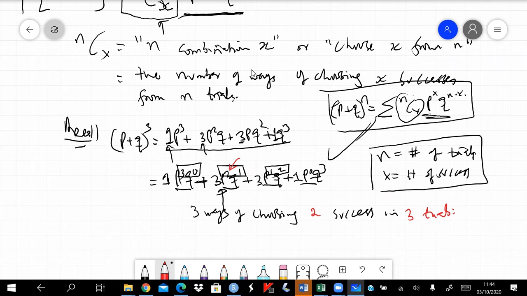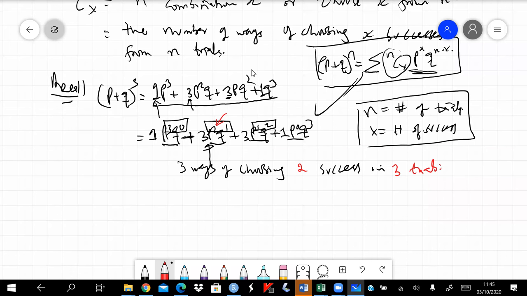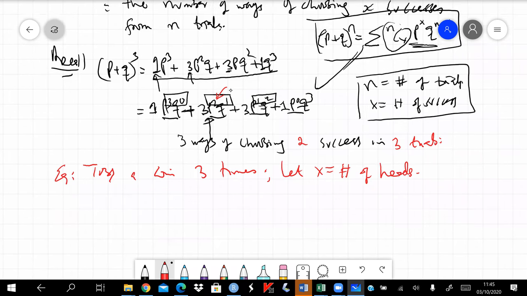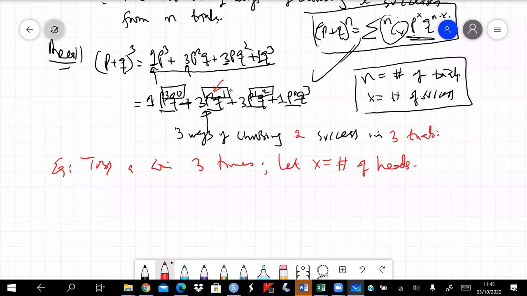And I want us to illustrate with the example of tossing a coin 3 times and then recording the number of heads observed. Consider that example of tossing a coin 3 times, and let x be the number of heads that show up. So I want us to list all the possible outcomes when you toss a coin 3 times. Then from there, we shall be looking for how many ways do we get 2 successes, or 2 heads, out of 3 trials?